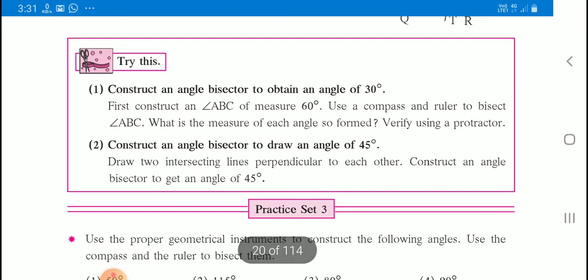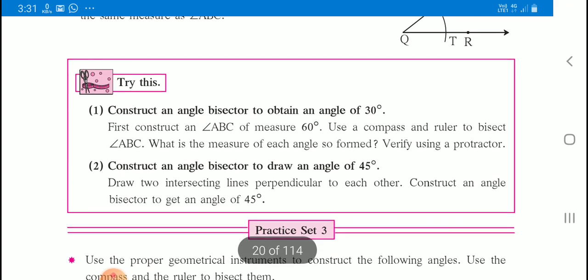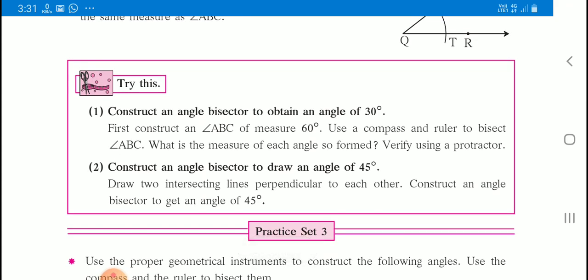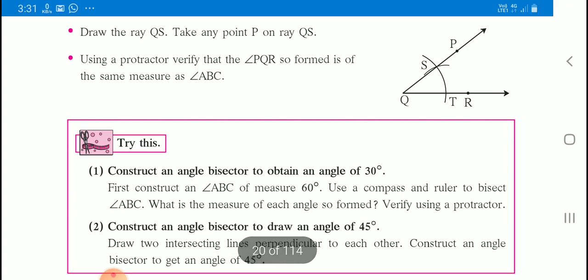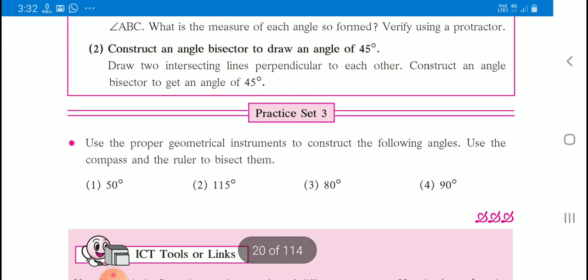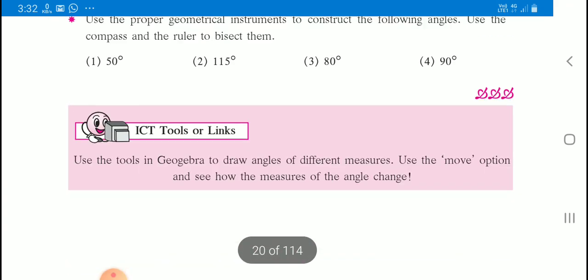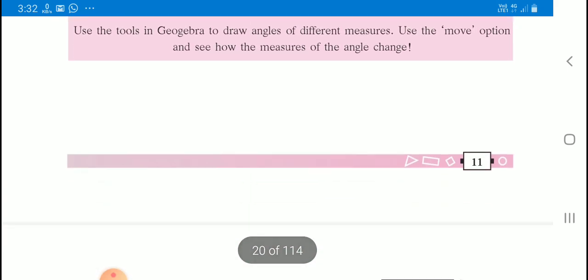Next they have given, construct an angle bisector to draw an angle of 45 degrees. Draw two intersecting lines perpendicular to each other. Construct an angle bisector to get an angle of 45 degrees. Perpendicular means the measure of that angle is 90 degrees, and if you bisect this 90 degree angle, then you will get two angles of measure 45 degrees. By using these, you have to solve practice set 3.